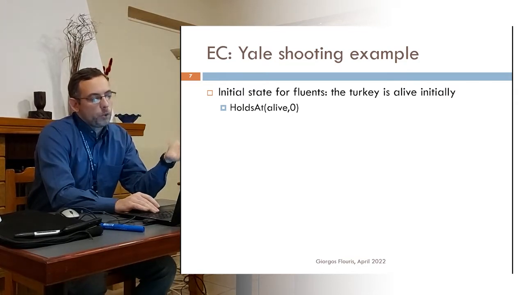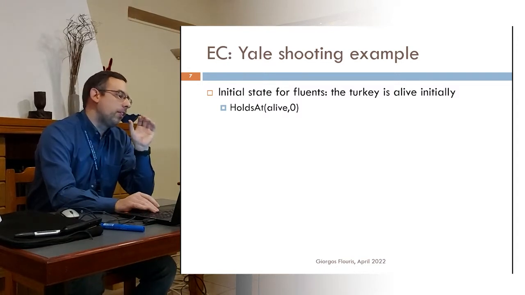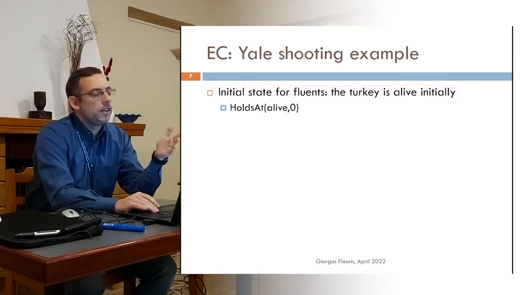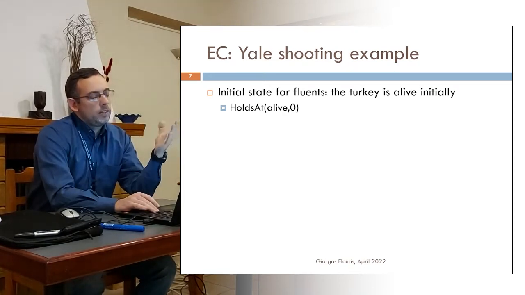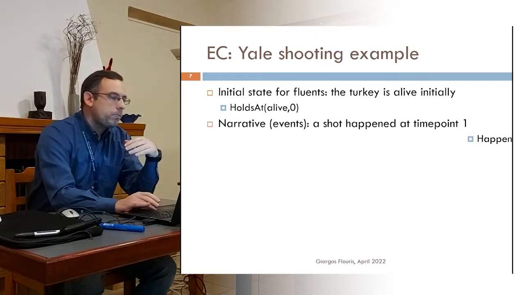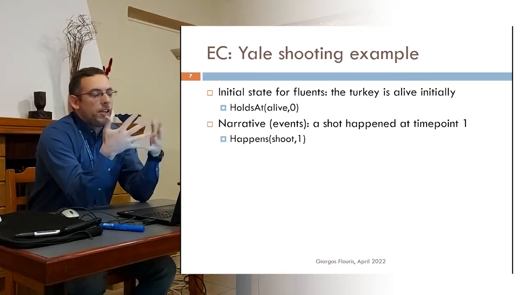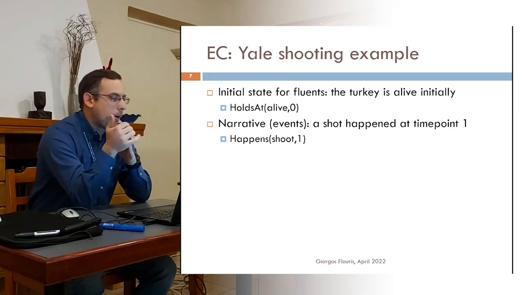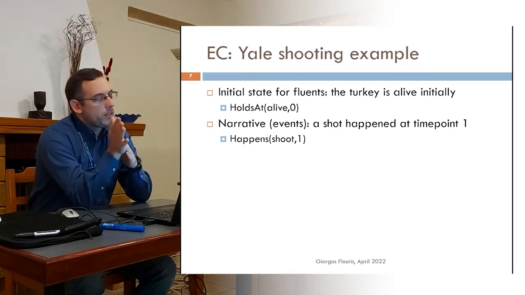First of all, we use the predicate holdsAt to state that a certain fluent is true at a certain time point. In this particular case, we state that the fluent alive, which means that the turkey is alive, is true at time point 0. We also have a way to record the narrative, the events. So, for example, happens(shoot, 1) means that the event shoot happens at time point 1.